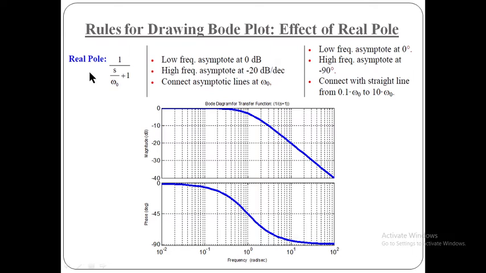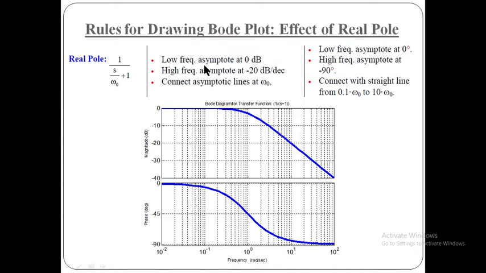For rule number 2, when we have a pole such as 1 upon (s upon omega plus 1), after having the transfer function, we are going to find the pole. How do we find the pole? By taking the denominator and equating it with 0, and then we get the pole.